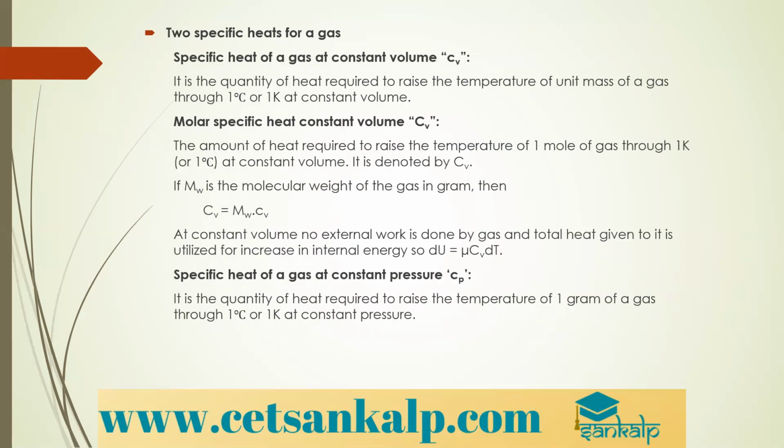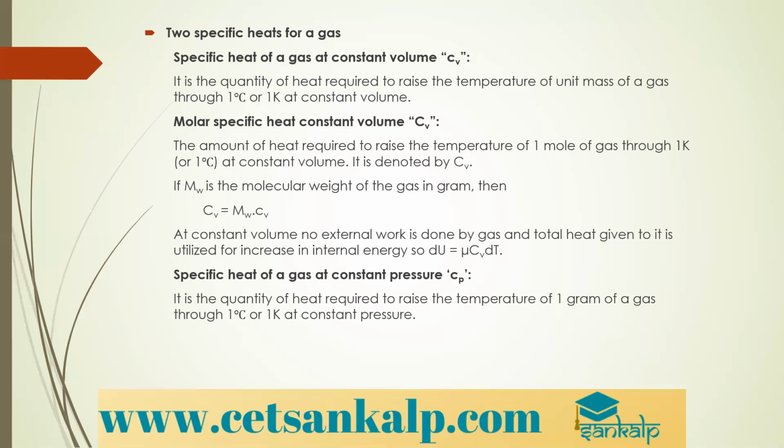Next, we have specific heat capacity, specific heat for gases. We have studied it already. It is nothing but the heat required to increase the temperature by 1 degree Celsius for 1 gram of substance. So specific heat for a gas at constant volume is denoted by CV. How can you define the specific heat of a gas at constant volume? It is the quantity of heat required to raise the temperature of unit mass of a gas through 1 degree Celsius or 1 Kelvin at constant volume.